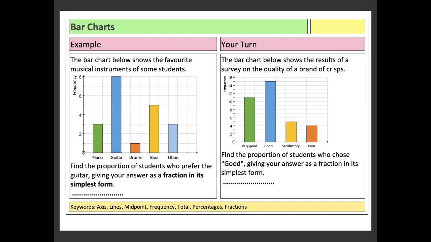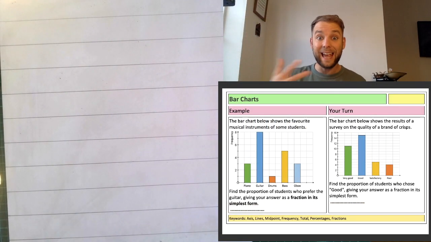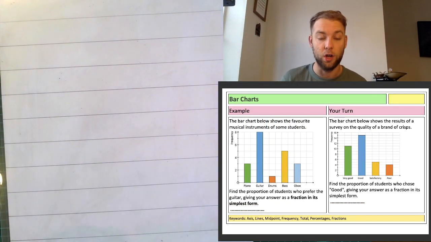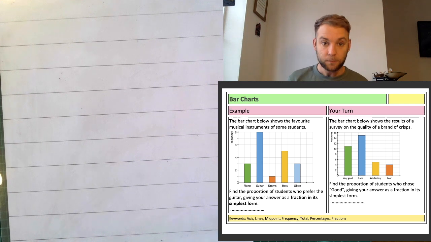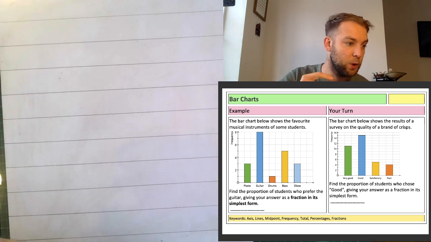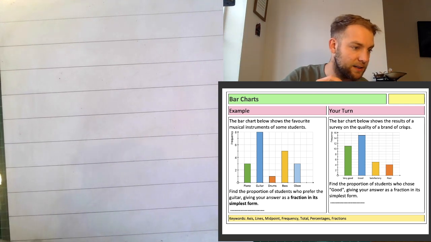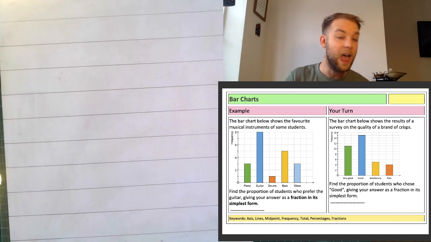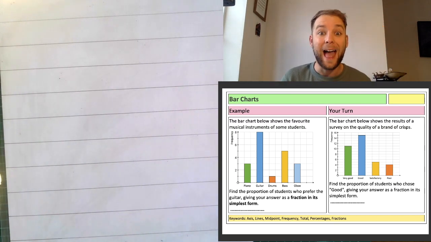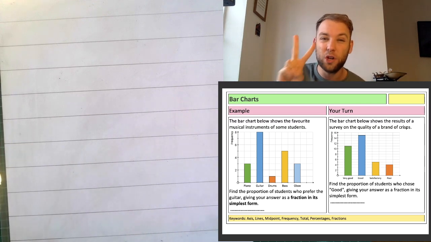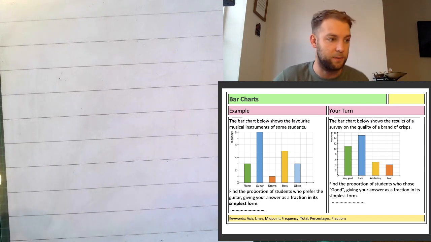So a bar chart shows the favourite musical instruments of some students. Find the proportion of students who prefer guitar, giving your answer as a fraction in its simplest form. So this is taking it to the next level. The proportion, what we're looking at here, is the amount of people who play guitar out of the total amount of people, and then we need to simplify it down. This is usually worth about 2 marks, but this is the extra that we need to do.